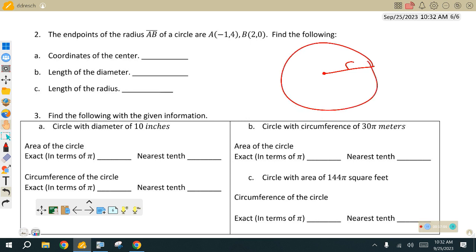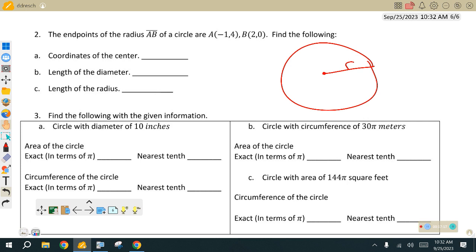Okay, that's what we got. This time, here's what we got. We've got the center to the edge of the circle. We don't have the diameter. We've got the radius, so the center to the edge of the circle.